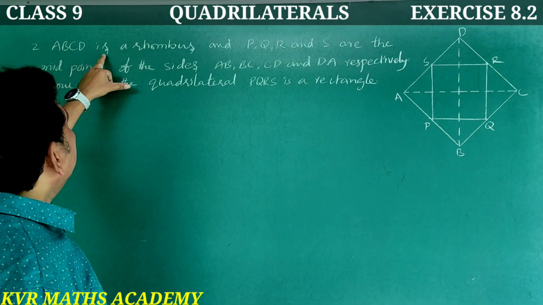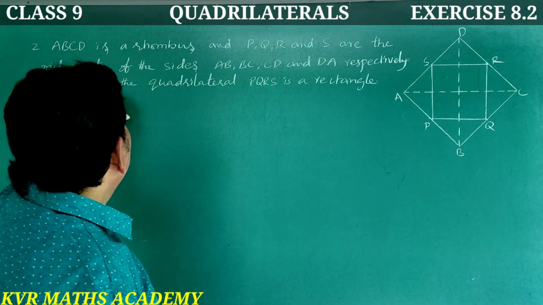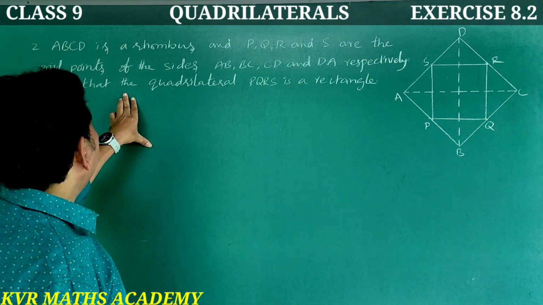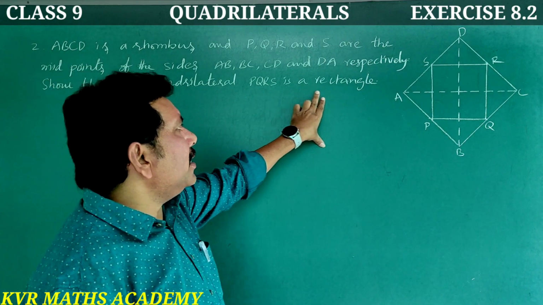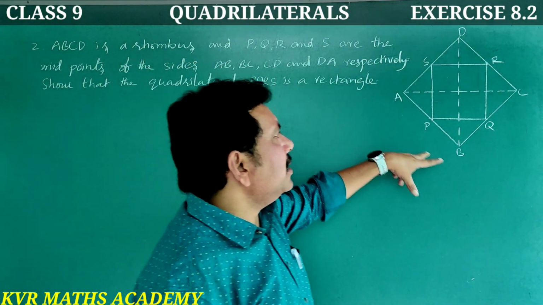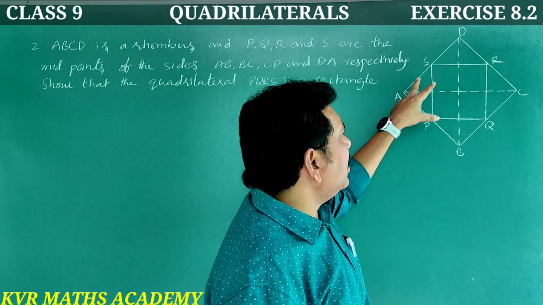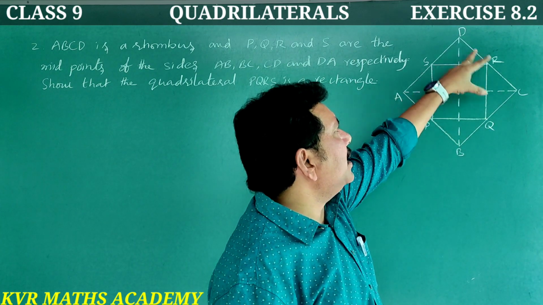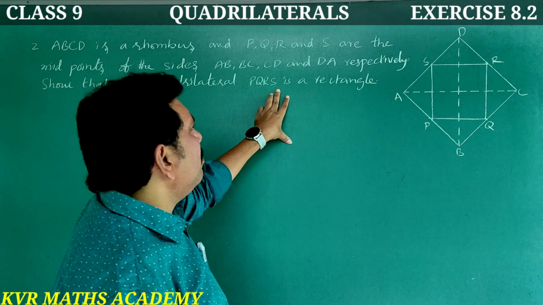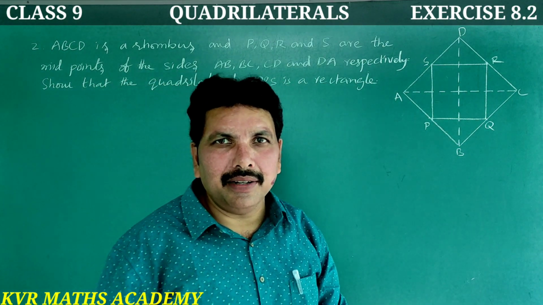Second question. ABCD is a rhombus and P, Q, R and S are the midpoints of the sides AB, BC, CD and DA respectively. Show that quadrilateral PQRS is a rectangle. Come again. ABCD is a rhombus. P, Q, R and S are the midpoints of the sides AB, BC, CD and DA respectively. Show that quadrilateral PQRS is a rectangle. PQRS అనేది rectangle అని ప్రూవ్ చేయాలి.